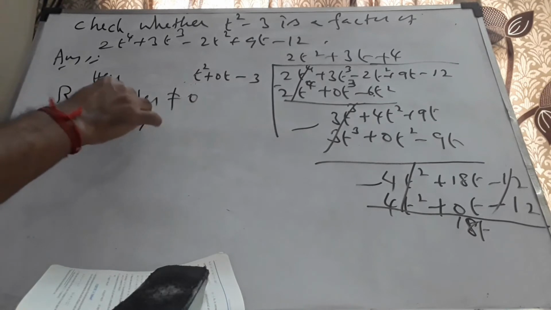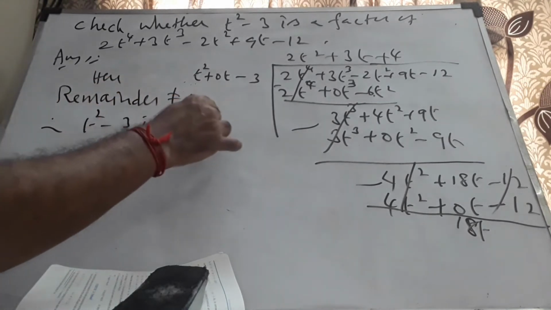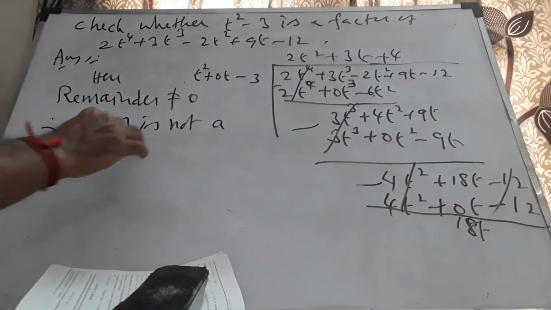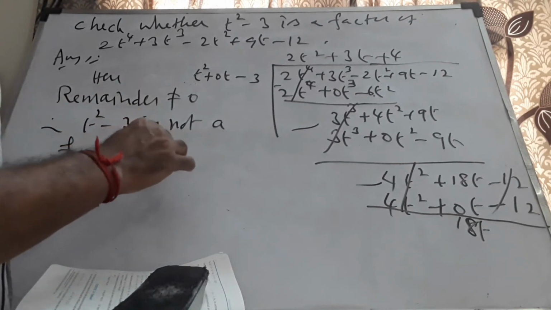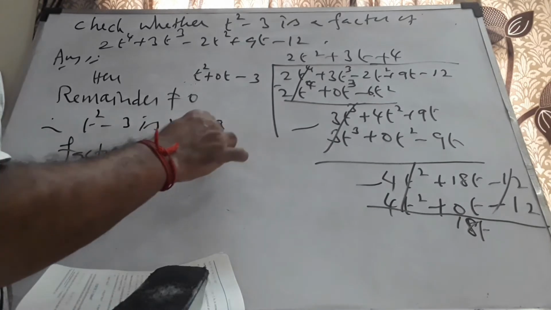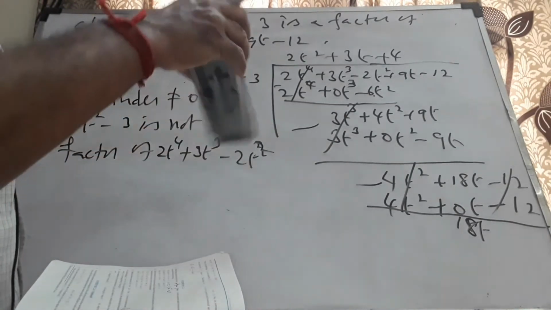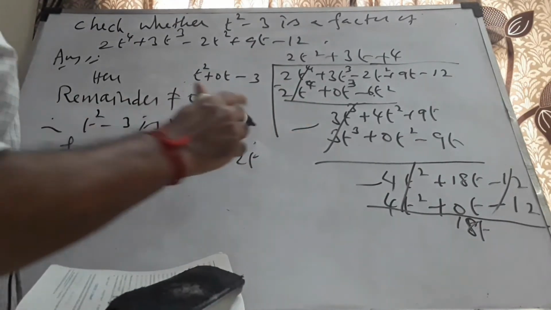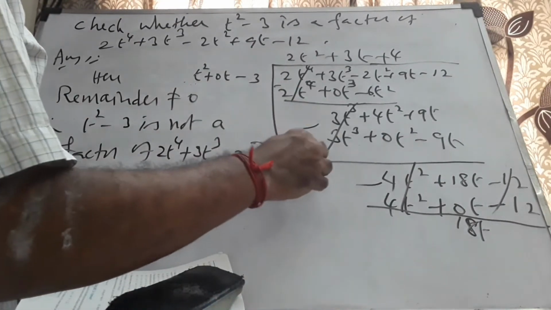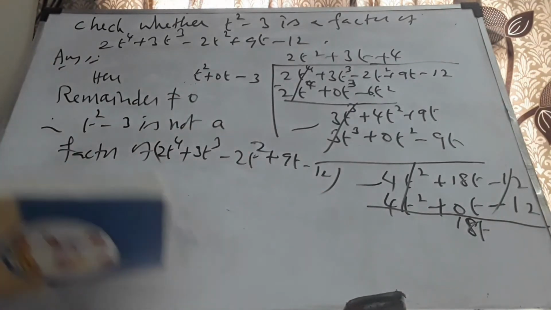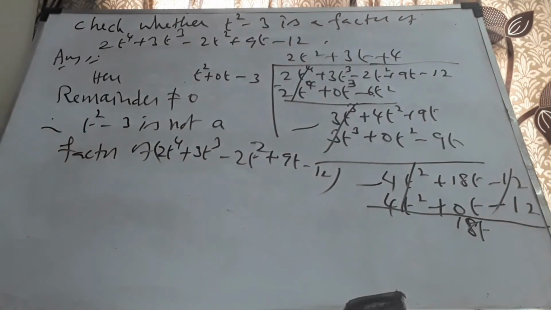Therefore, t square minus 3 is not a factor of 2t power 4 plus 3t cube minus 2t square plus 90t minus 12. Let me just check, since I have taken it from the textbook, let me check the book answer, what he has given. One second, I'll just check quickly.